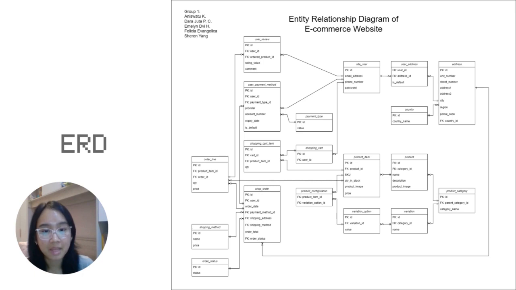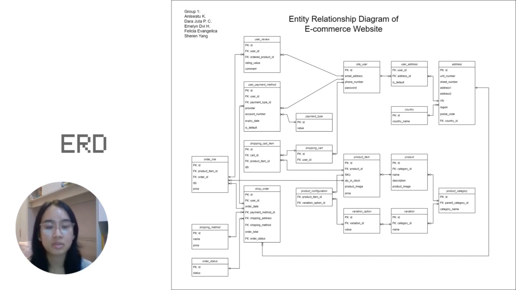And then we move on to the user payment method table. It's a list of payment methods that the user has set up for their account. It has ID as PK, user ID and payment type ID as FK, provider, for example Mastercard, Visa, and then account number, expiry date if applicable, and is default or not. It's a Boolean value, same as the previous table that I mentioned, to indicate whether this is the default payment method for the user or not.